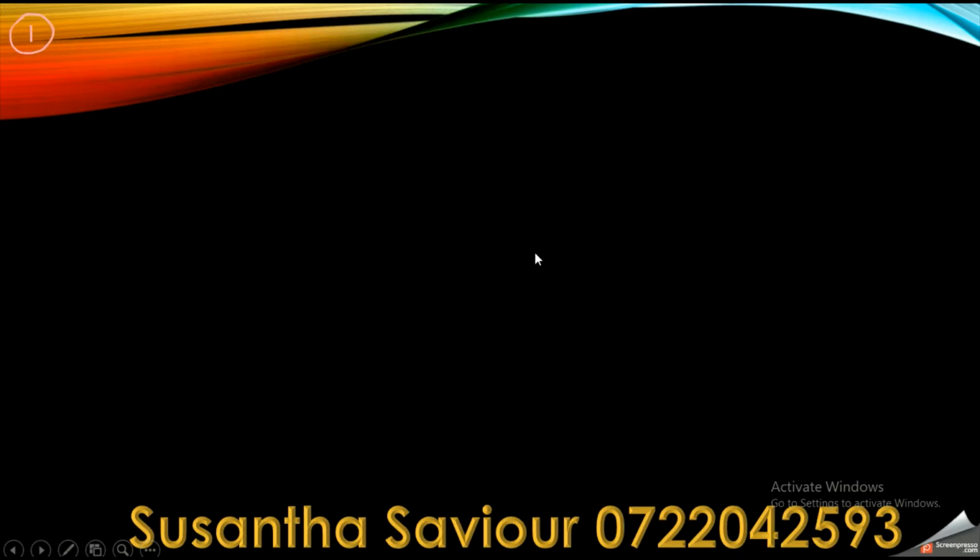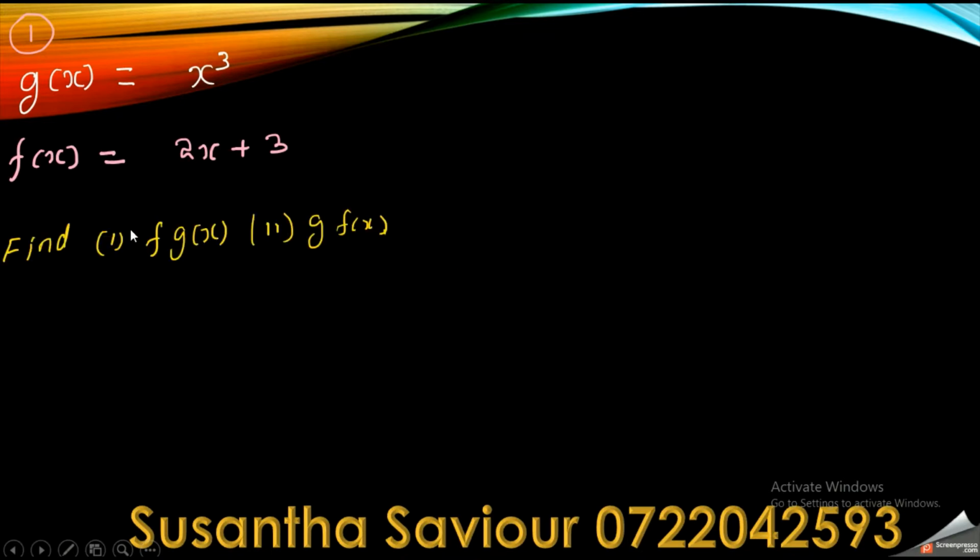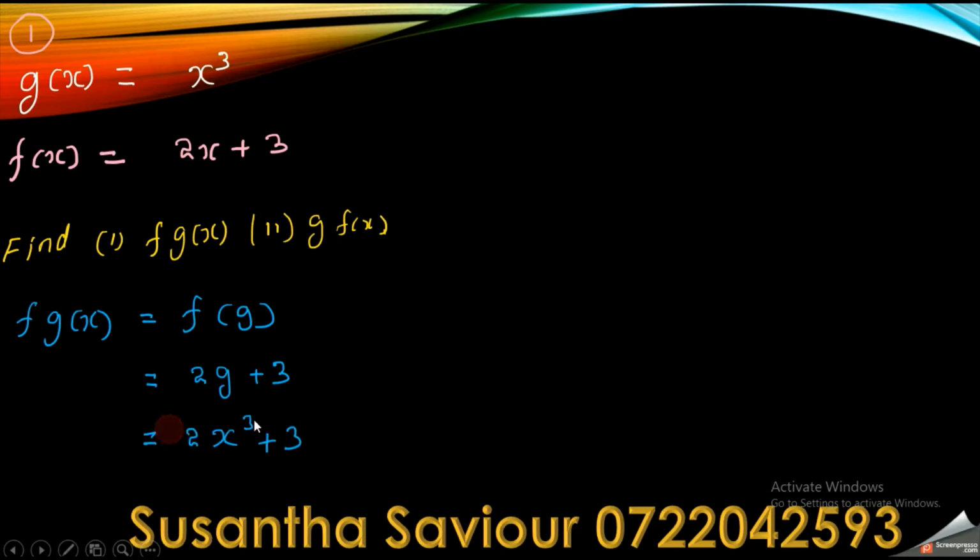Example number 1, g(x) is equal to x to the power 3, f(x) is equal to 2x plus 3, right? We will find f(g(x)) and g(f(x)) here. In the case of f(g(x)), we apply g in the function f, right? So f is 2x plus 3, this x is considered as g, so 2x cubed plus 3. This is the function f(g(x)).